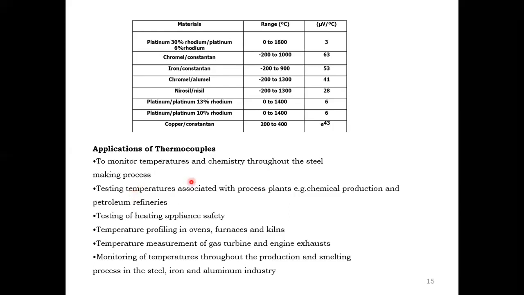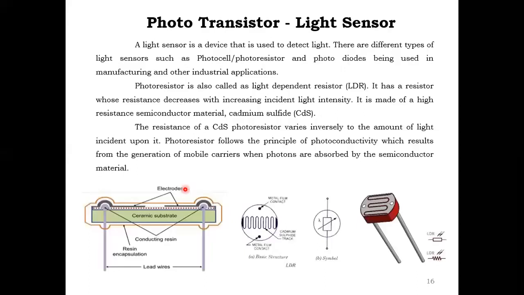Okay. Applications of the thermocouple temperature sensor: to monitor temperatures and chemistry throughout the steel making process, testing temperatures associated with process plants, for example chemical production and petroleum refineries, testing of heating appliance safety, temperature profile in ovens, furnaces and kilns, and temperature measurement of gas turbine and engine exhaust. Monitoring of temperatures throughout the production and smelting process in the steel, iron and aluminum industry. They are using it. So these are the types of temperature sensors.